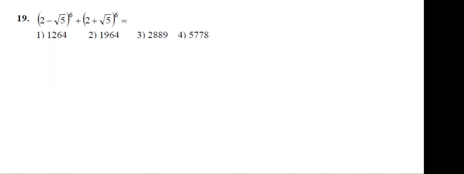In the previous class, level 2, 18 problems were completed. Now this is the 19th question. Students, see the 19th question. There are two expansions. We need to find the sum of the two expansions.